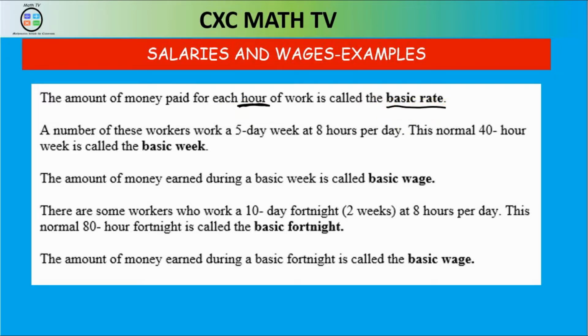Now, many companies, when they hire you, you're going to be working 5 days at 8 hours per day. Now, this is what we call your basic week. All right, the amount of hours that you total have to work for the week, that's your basic week. Then the amount of money that you earn for that week, we call that your basic wage. Now, some companies don't have a basic week. Some companies have a basic fortnight.